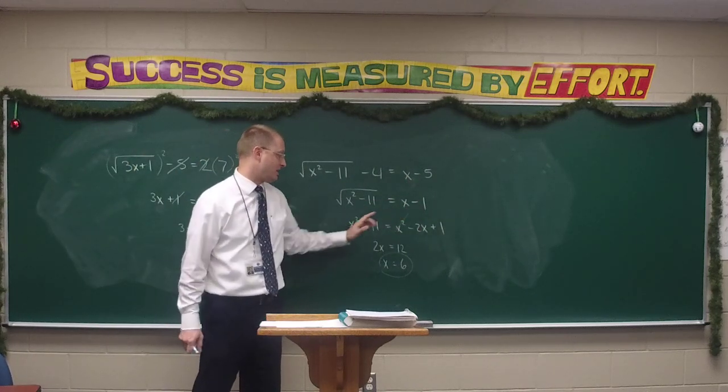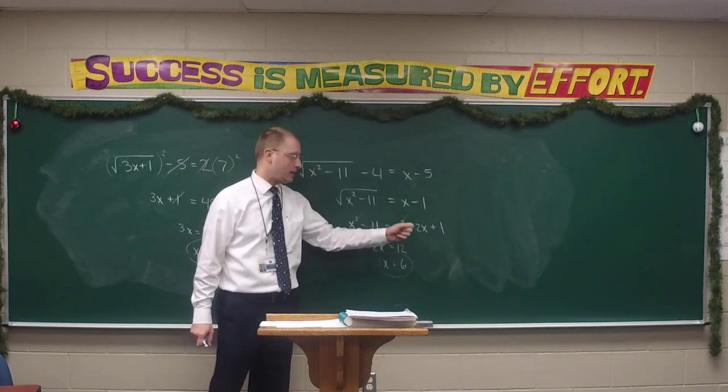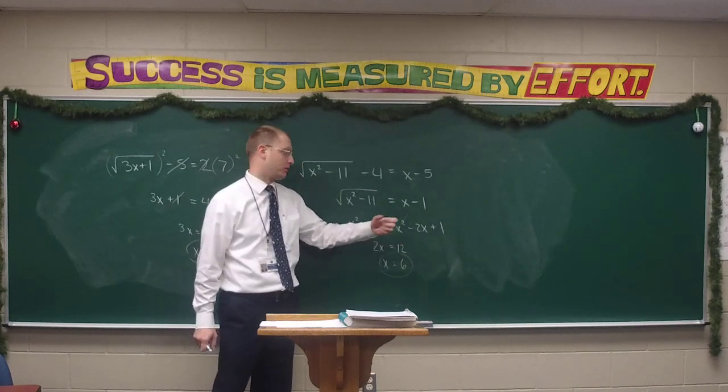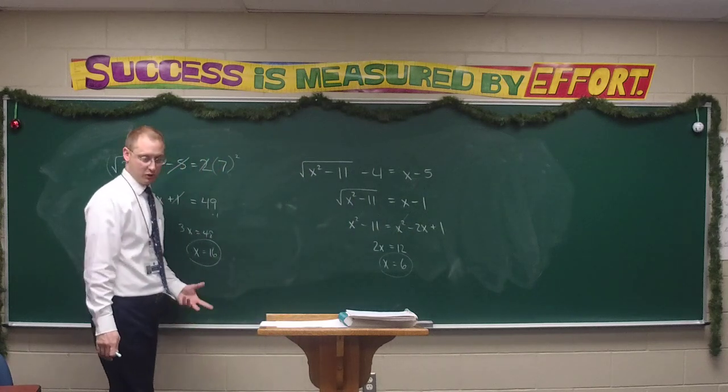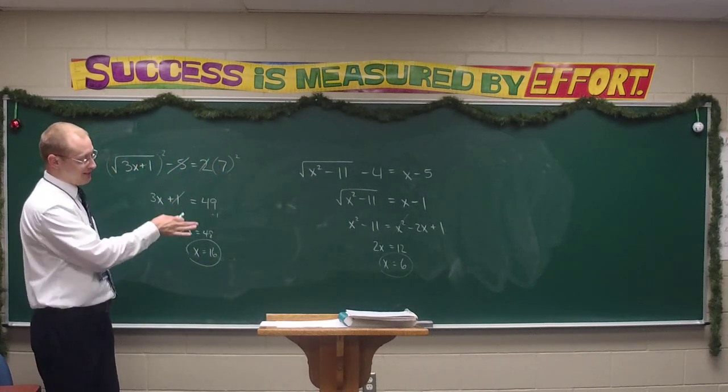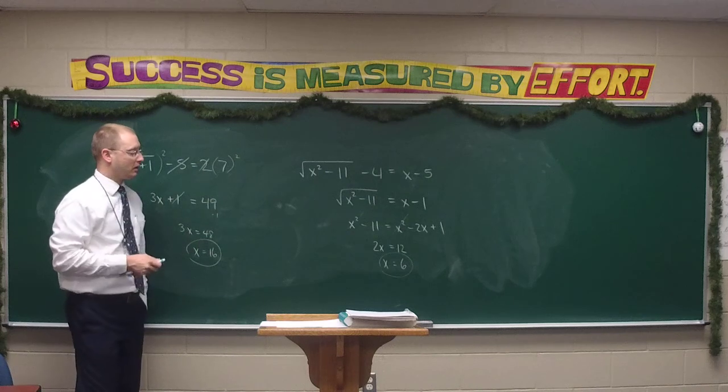Square both sides. Don't forget, square the first, square the last, multiply and double. If you don't multiply and double, it says that negative 11 equals 1, which is a lie. No solution, contradiction. But when you multiply and double, obviously we go from there.